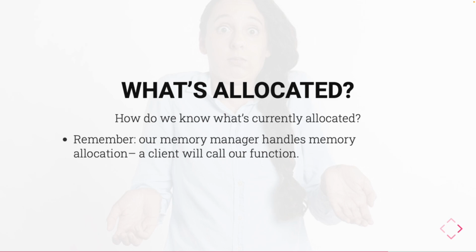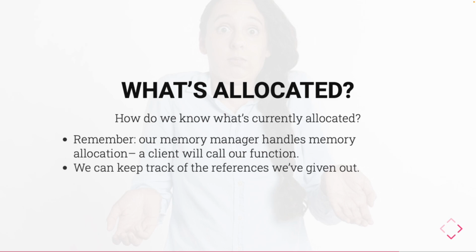So a client will call our function zalloc, to allocate memory within the zone. And then we will keep track of the references we've given out. Zalloc will return a void pointer just like malloc, which the client can do whatever with. But we're going to also keep track of those pointers, and I might be getting ahead of the slides here, as well as how large the allocations that those pointers correspond to are.